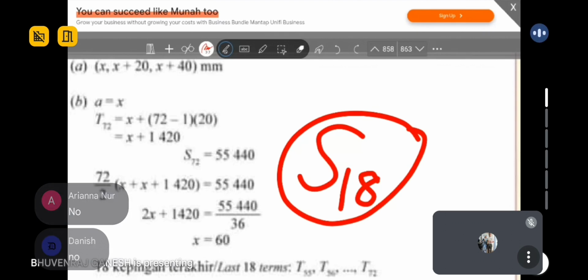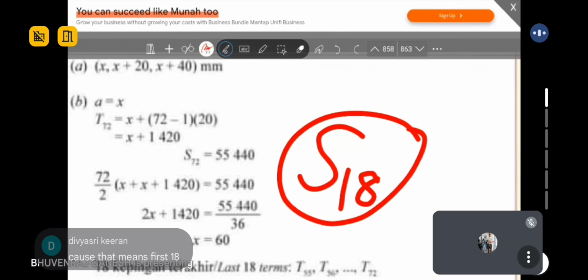Come on guys, comment. Yes, it's wrong guys. Do you know why it's wrong? Yes. Remember guys, Sn formula is for the first n terms. Hasil tambah sebutan n pertama. Remember that. So S18 does not mean first 18 terms. Sorry, it means first 18 terms.